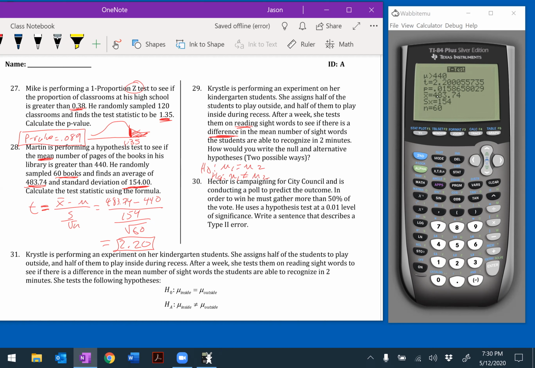Okay, what's the other way to write this? Well, H0 is mu1 minus mu2 is equal to 0, and HA is mu1 minus mu2 is not equal to 0. So those are the two ways that we could write that there.